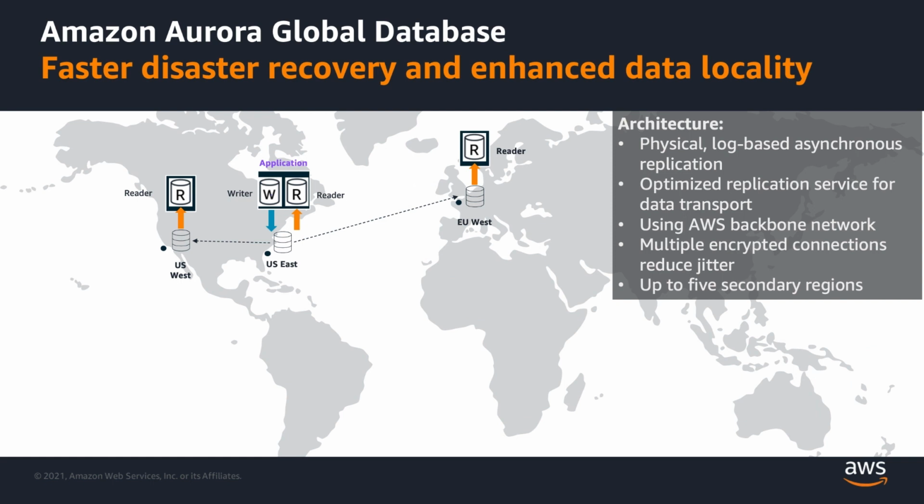So the architecture itself for Amazon Aurora Global Database is based on a physical log-based asynchronous replication topology, which is different than the logical replication that most of us would be familiar with in the open source community. We use an optimized replication service for data transport across the AWS backbone network with multiple encrypted connections to reduce jitter. And note that we can have up to 90 read replicas in up to 5 secondary regions in our global database cluster, which is pretty huge.